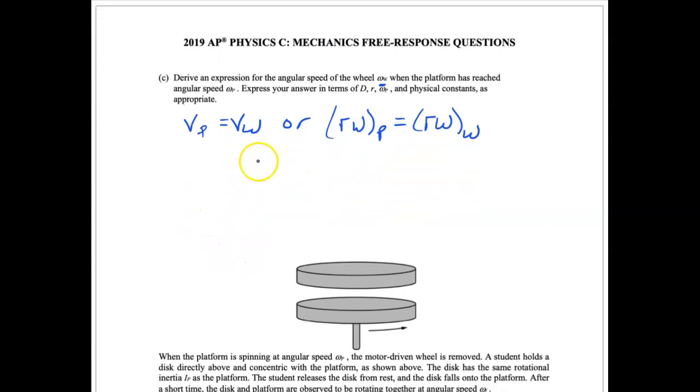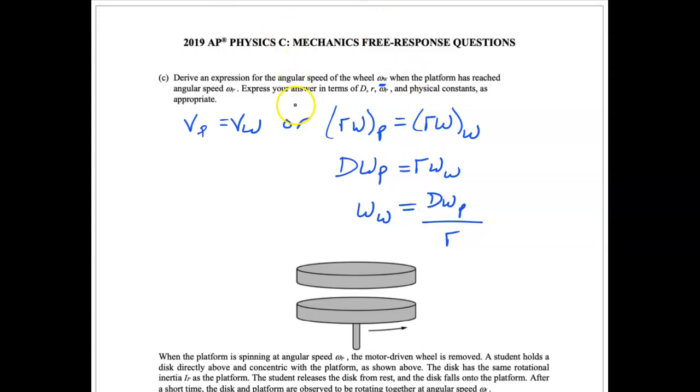Now that we have that, let's plug in things that we already know. We want to be really careful here. For the platform, we don't call the radius r, because then we would have the same r, so we call that d. We substitute that in, times the omega p. And then this is the same as it was, r times omega w. Now we need to solve this for omega w, so we get our points, because if you don't solve for it, they sometimes won't give it to you. Now we have solved for it, and we are done.